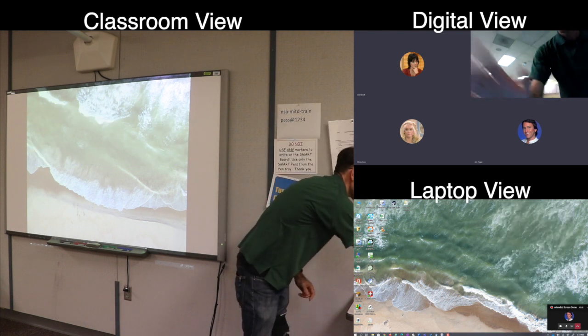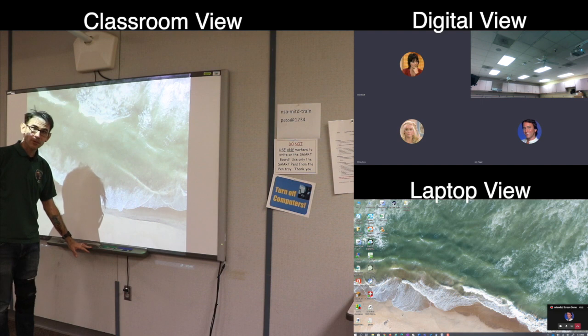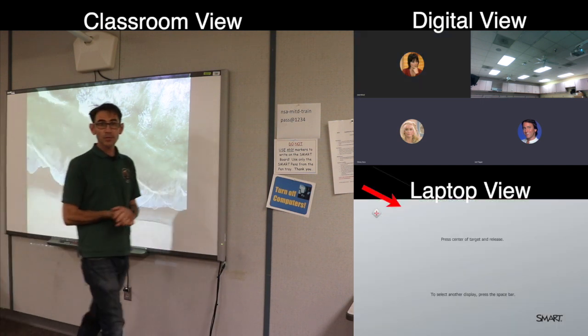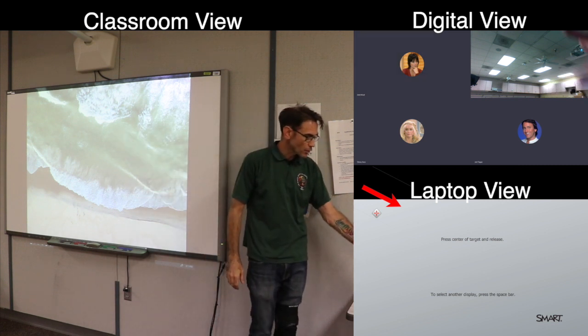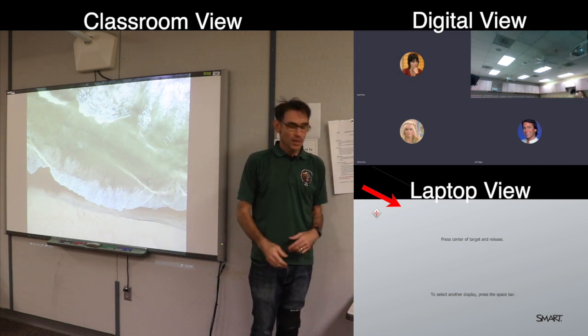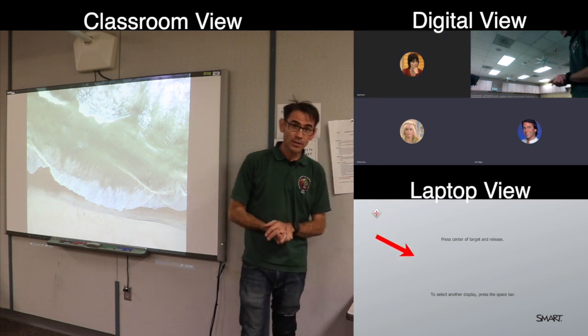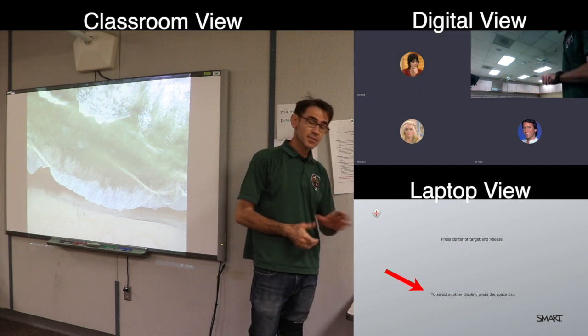So let me get rid of this drawing, and I'm going to press the two buttons on the front of my smartboard, and it's going to bring up the targets. But you'll notice it did not show up on my smartboard. It actually showed up on my laptop. So what do we do? On the screen with the targets, it says to select another display, press the space bar.